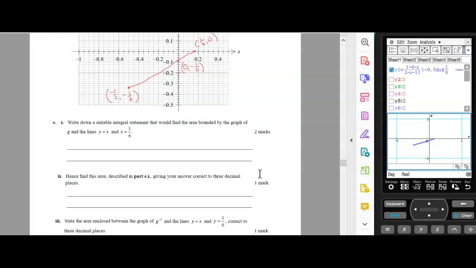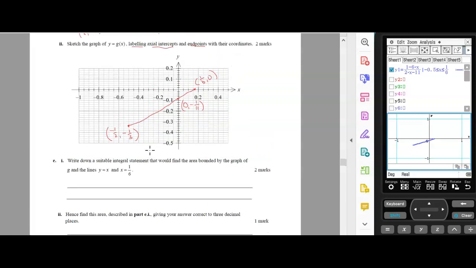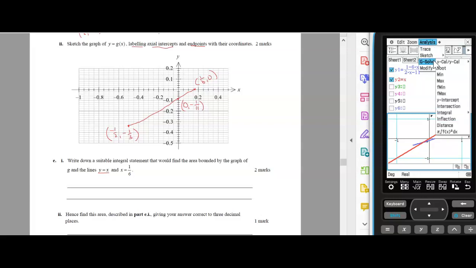All right, write down a suitable integral statement that would find the area bounded by the graph of g and the lines y equals x and x equals 1/6. So the line y equals x is just a diagonal line going through the two axes. And I don't want to draw on that graph, but then we've got a vertical line going through x equals 1/6. All right, so I'm going to put on here y equals x, just so we can see where they actually intersect. So this point of intersection is going to be our lower bound. So let's find that point of intersection first.